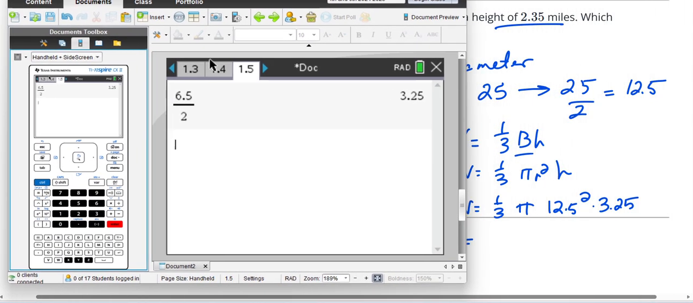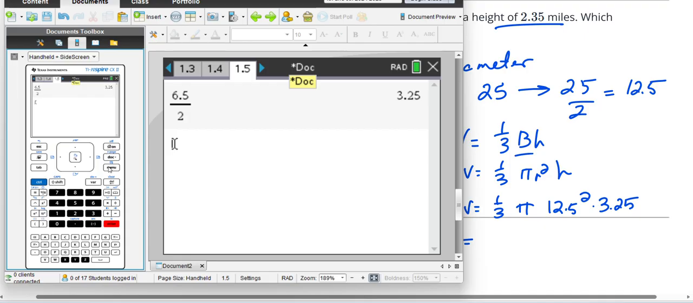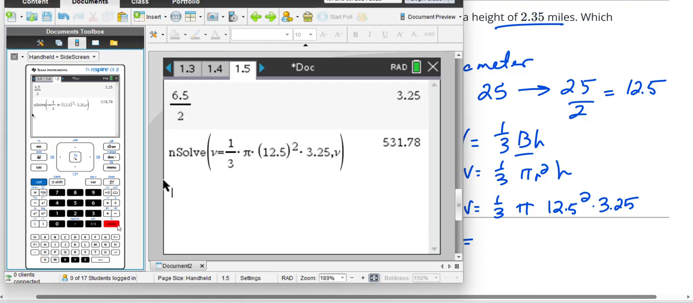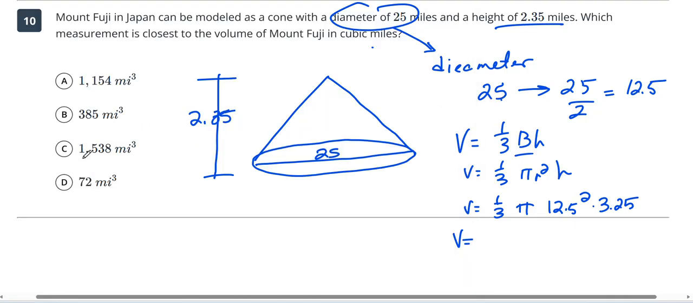Let me see if I can see it there. Yes, I can. I'm going to go menu 3, 1. Equals, control division, 1/3, pi, 12.5 squared, 3.25. And that's the formula, right? Yeah, we're looking for the V. 531.78. So come on here, 531.78.